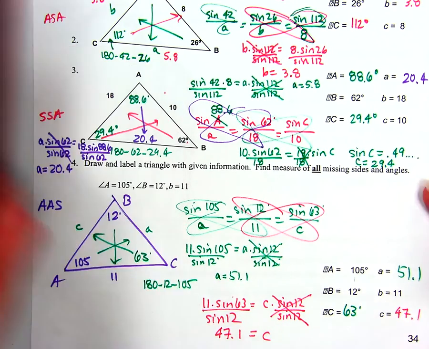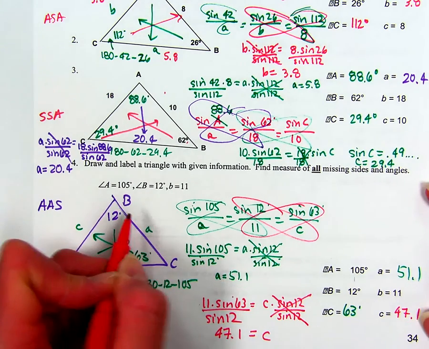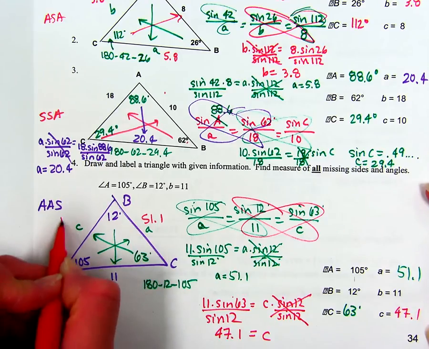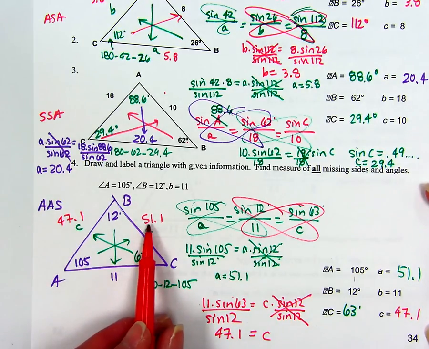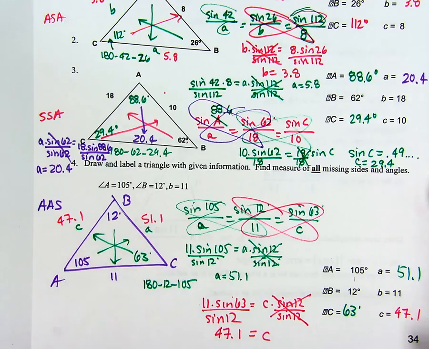All right, so if I just label that in my diagram, A is 51.1, C is 47.1. Here's my largest angle. There's my largest side, my smallest angle, and my smallest side. And then I'm all done.